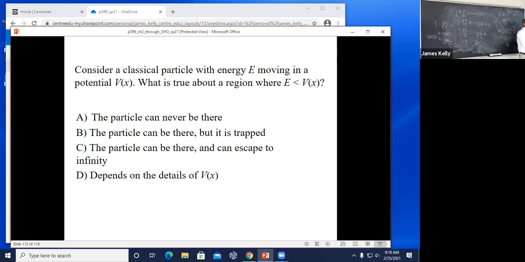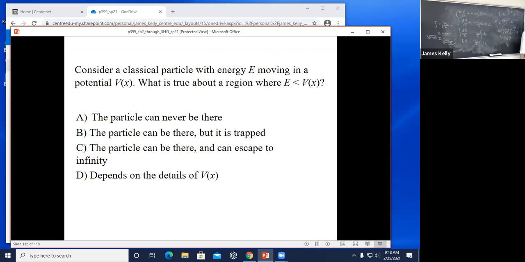Let's just see a quick vote. I'm seeing some people already voting. Yeah, the fingers, or cards, I'm seeing are all for A: the particle can never be there. That's right, it's called the classically forbidden region.